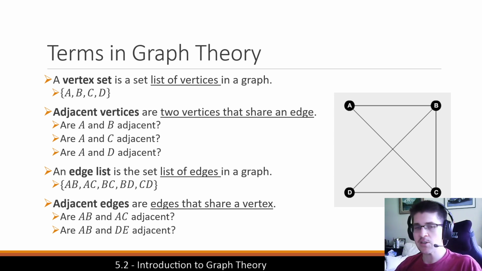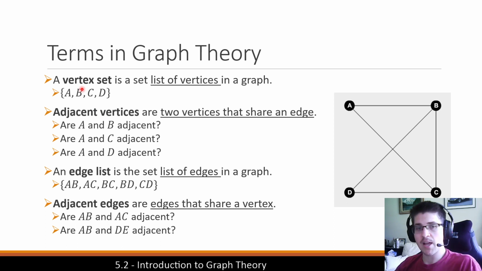So say this is a new graph, which could represent a neighborhood or a street network or whatever. But this is just another example. If we're looking at this graph, we have 4 different dots, or again, 4 vertices. And the vertex set would just be a list of each one of those.